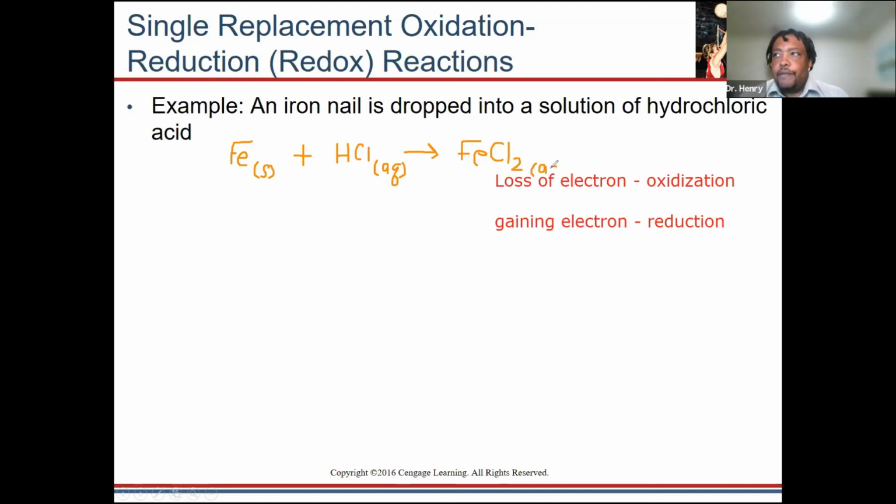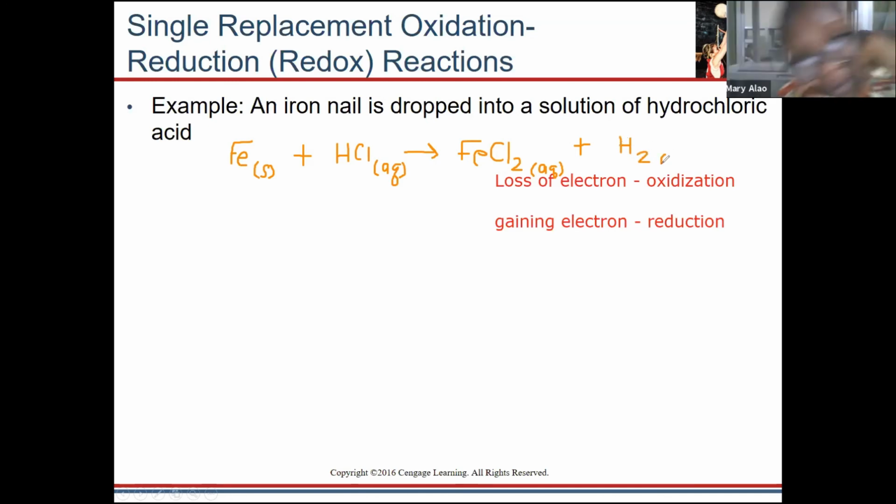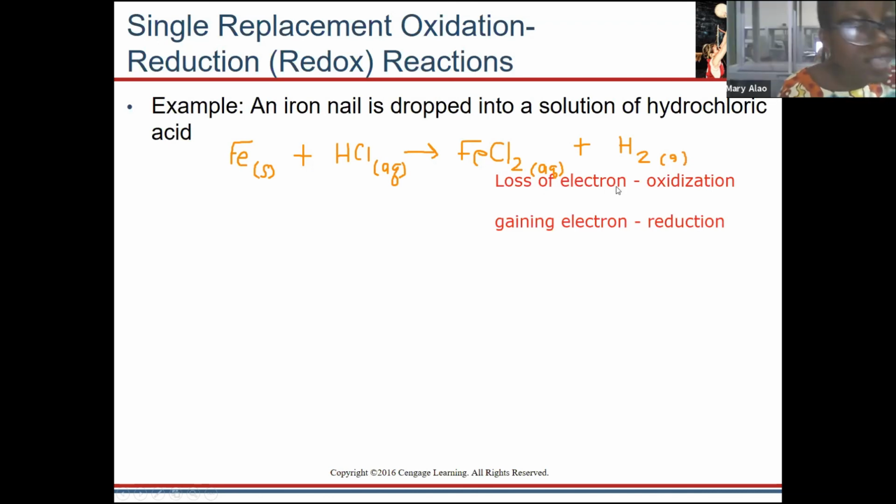And then now we have those hydrogens, and we know that if it's hydrogen by itself, H2. That's right, H2, because we know that hydrogen, when it's all alone, has to be diatomic. Yep.